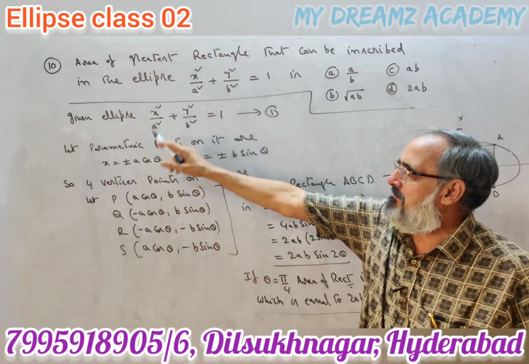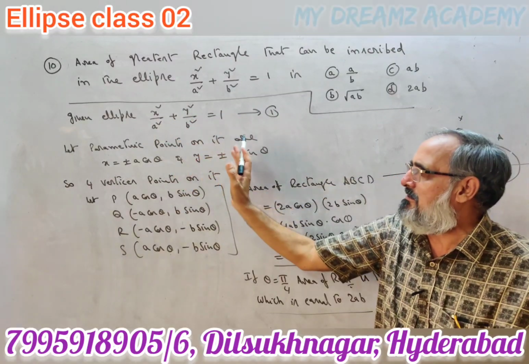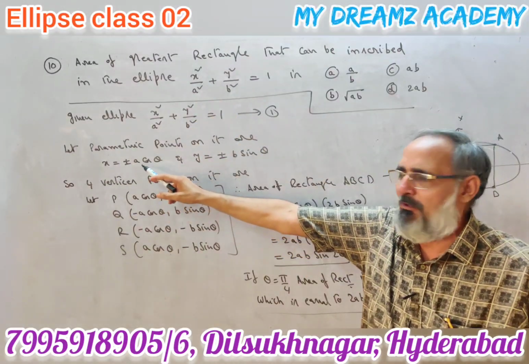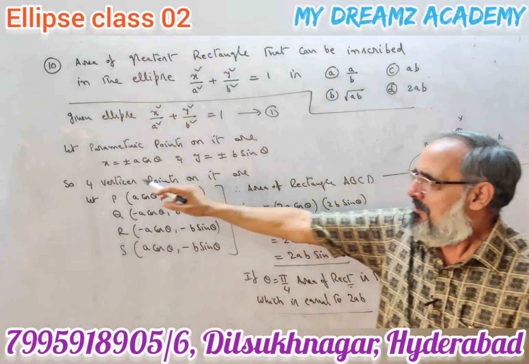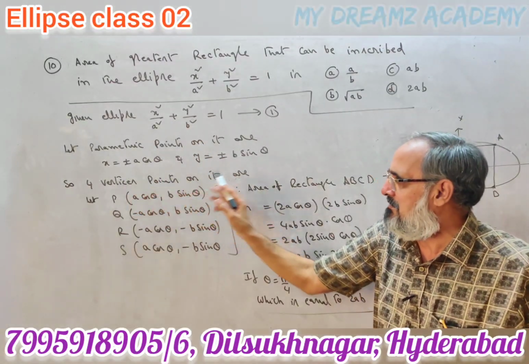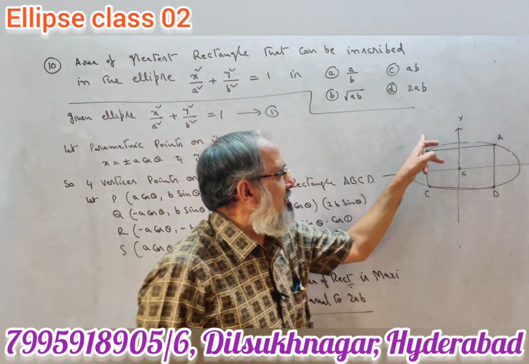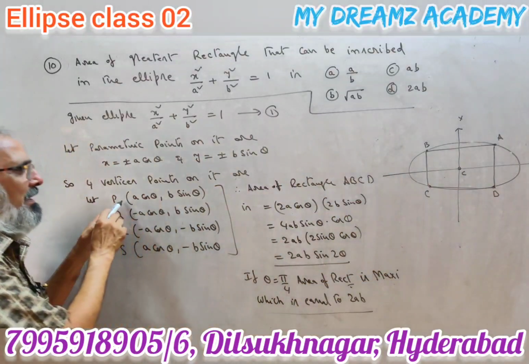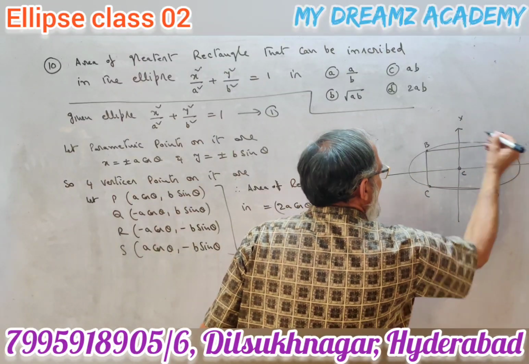The given ellipse is x²/a² + y²/b² = 1. Let the parametric point on the ellipse be x equal to ±a cos θ, y equal to ±b sin θ. Thus the 4 vertices on it are: first quadrant A, second quadrant B, third C, fourth D. That's why, instead of ABCD, you can say PQRS.